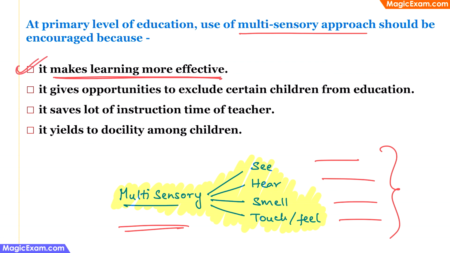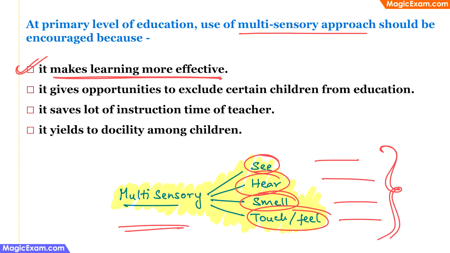For example, if I just tell you about the birds, you might not be able to understand what the bird is all about. But if you can see a picture of the bird, if you can hear how the bird calls, and if you can actually smell the bird, and if you can touch and feel the bird in a zoo, then you are able to understand a lot more about the bird. Therefore, you are using as many senses as possible to understand or learn about the bird. This is multi-sensory approach, and that makes the learning more effective, and that is the correct answer.